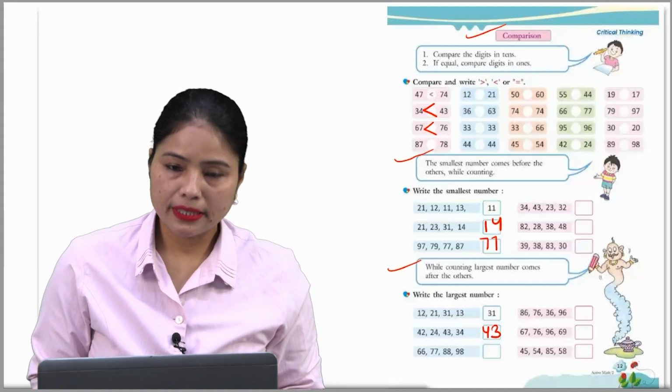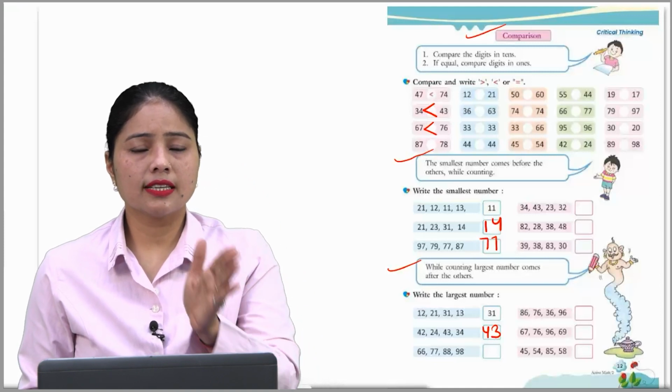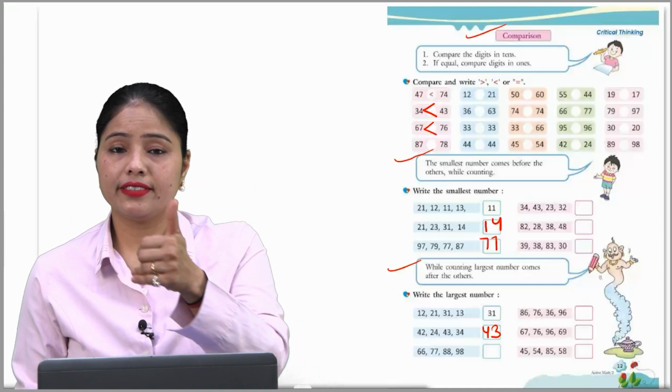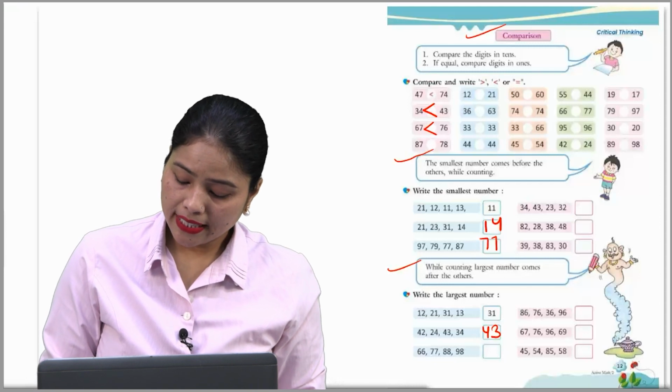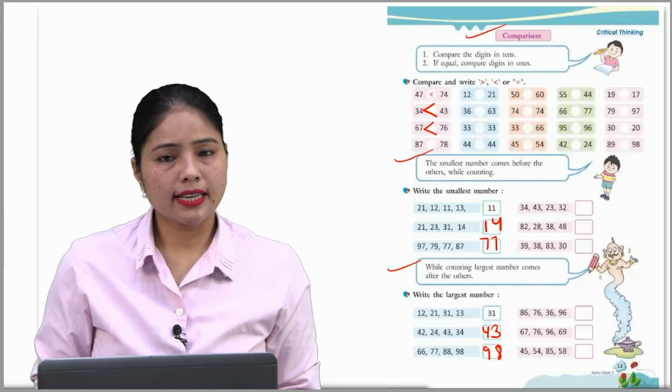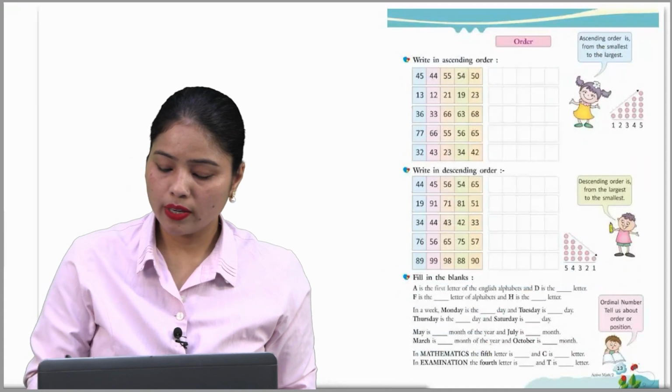So write it 43 beta very nicely. Then 66, 77, 88 and 98. Yes, you're right. 98 is our greatest, or you can say the largest number. So move on next one.